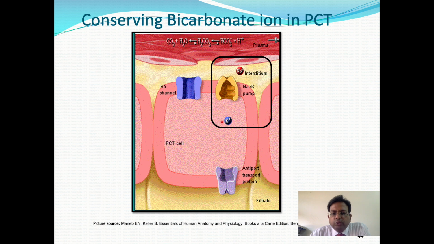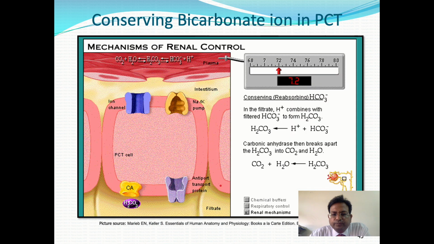This absorbed sodium ion goes back to the plasma, and the bicarbonate is absorbed via an ion channel in exchange for chloride into the plasma. So at the end, sodium bicarbonate is dissolved in the plasma. Now, in the filtrate, the hydrogen ion which went into the filtrate will combine with the filtered bicarbonate and form carbonic acid. This carbonic acid will be converted into carbon dioxide and water.